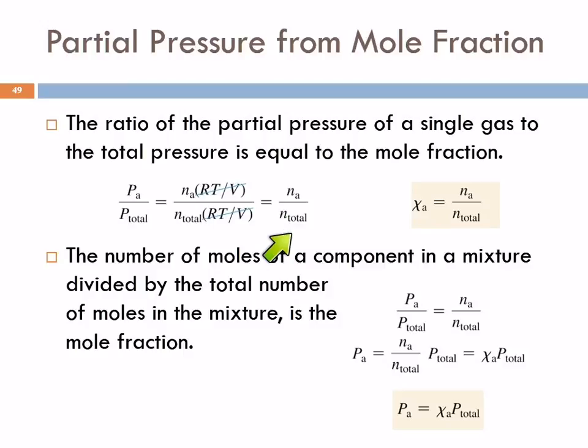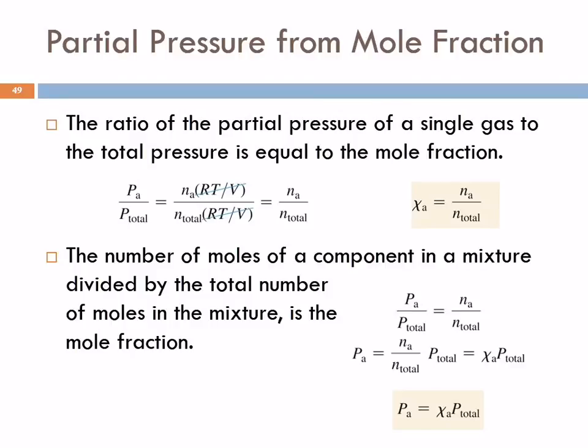That's called a mole fraction. It's like a percentage, but we didn't multiply by 100. How many moles of A out of the total number of moles? If we multiplied by 100, that would be the mole percentage. This is the mole fraction, and we use the Greek letter chi to symbolize that fraction.